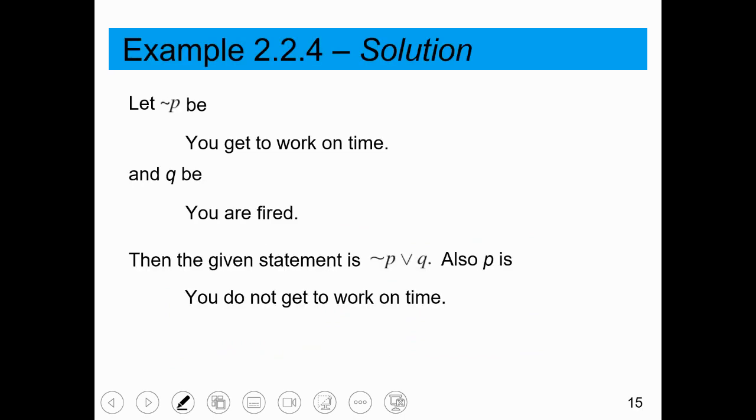Okay, so not P would be you get to work on time. Q would be you are fired. So the given statement is not P or Q.